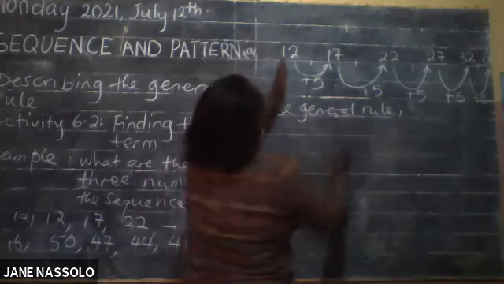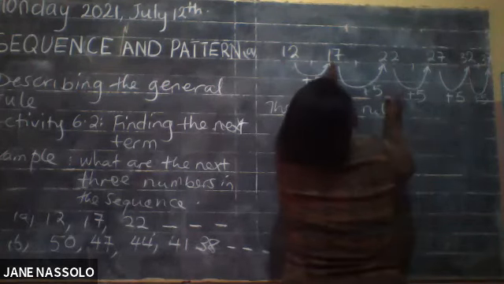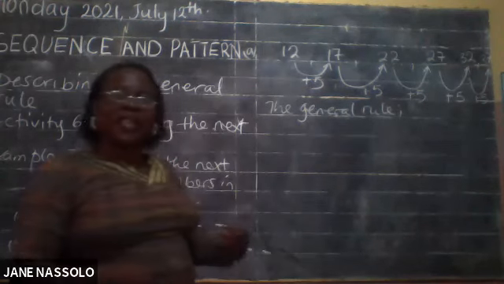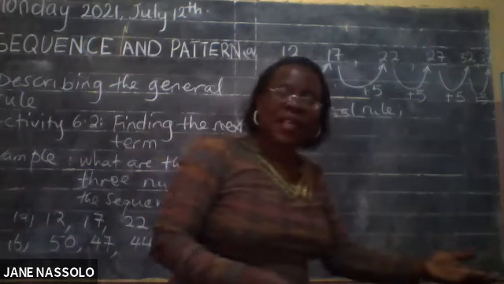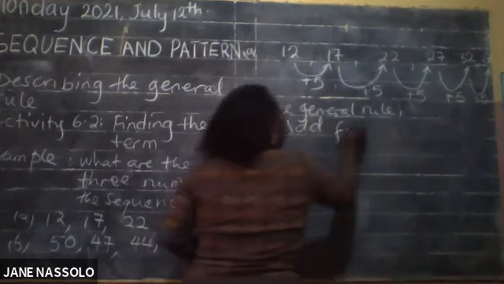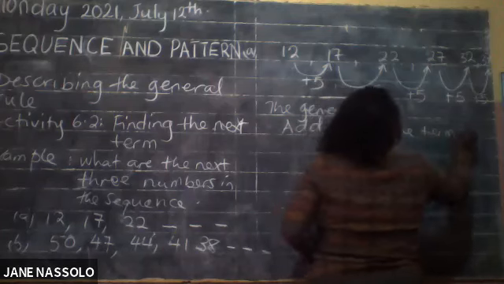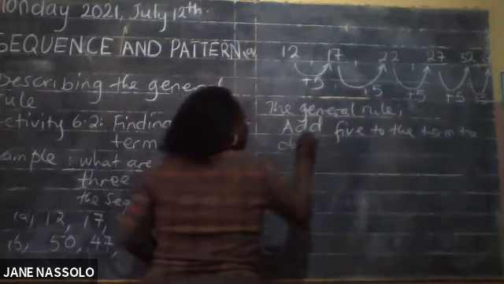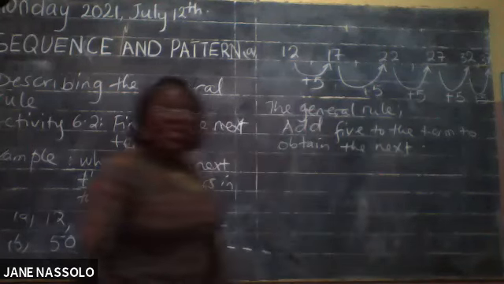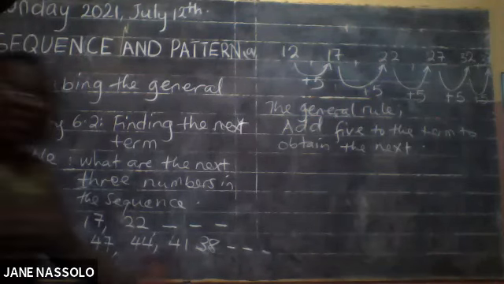The difference between the first term and the second term is 5. The difference between the second and the third is 5. Therefore, that means we are adding 5 to the previous number in order to get the next number. So the general rule is add 5 to the term in order to obtain the next number.